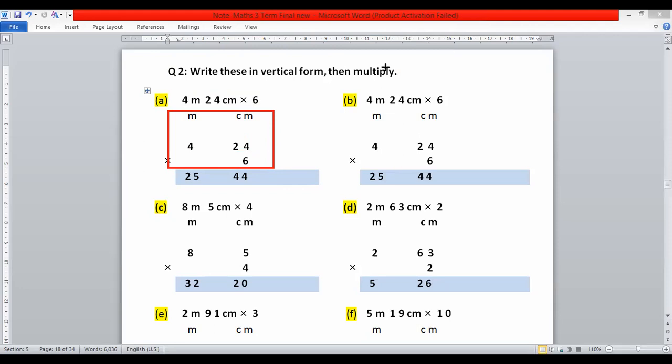So first we multiply 6 by 4. 6 fours are 24. Write 4. Carry 2. 6 twos are 12 plus 2, 14. Write 4 here and carry the next one here. Do not try to write 14 here. If you write 14 here, it means we have 144 centimeter.